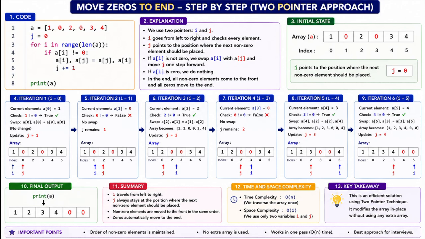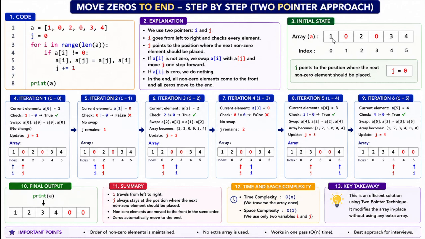Here we are using two pointers, i and j. i goes from left to right and checks every element, and j points to the position where the next non-zero number should be placed. We will see it with every iteration here.